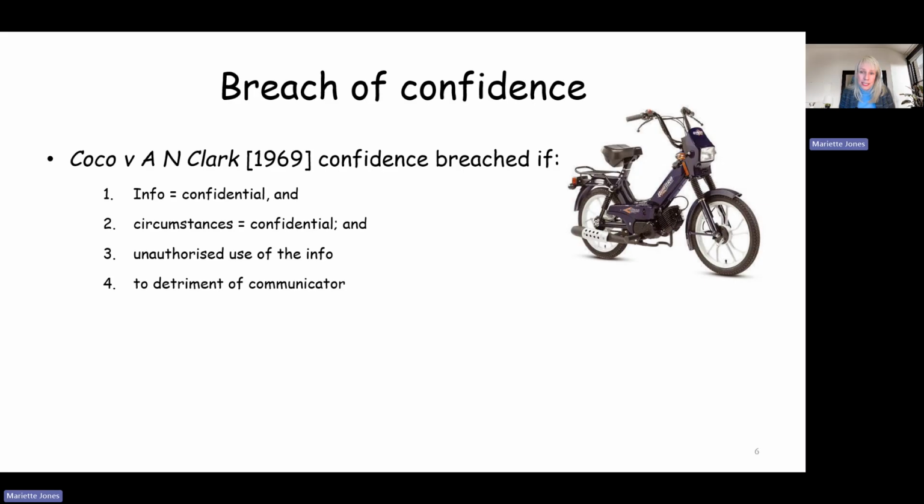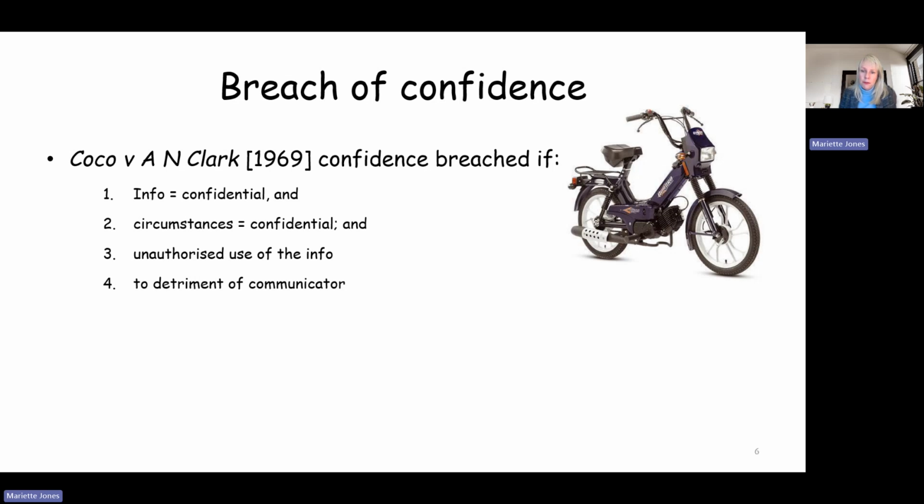Megarry J. set out the classic three-part test for breach of confidence, the test which became the foundation later on for our modern tort of misuse of private information. So Megarry J. held that to succeed, a claimant must first show the information must have the necessary quality of confidence. It must not be trivial, for example, or already public.